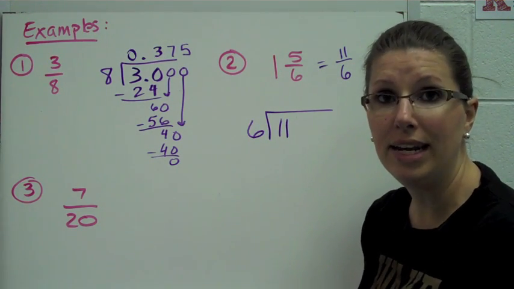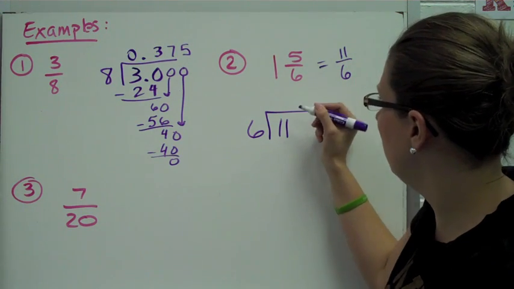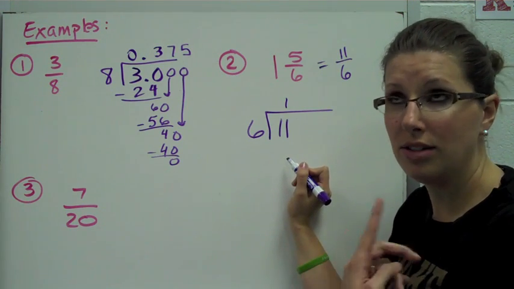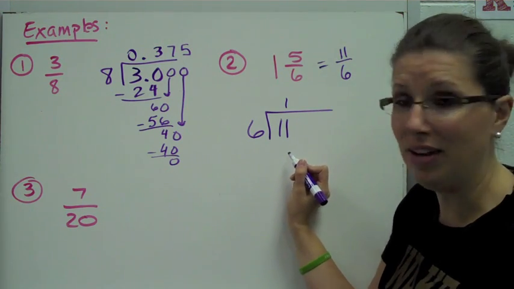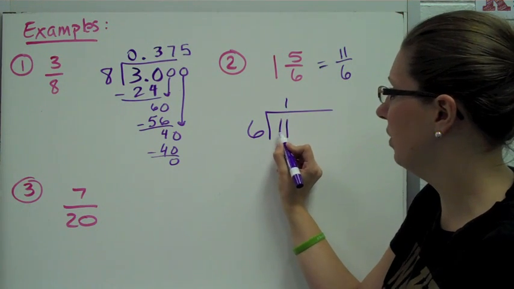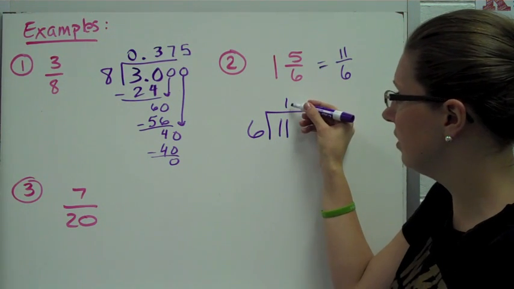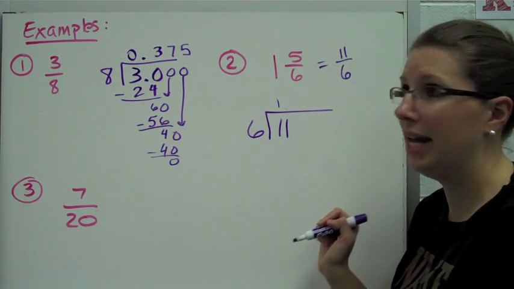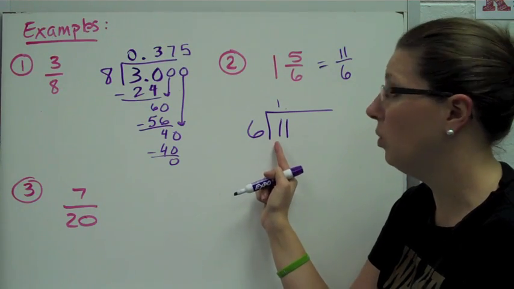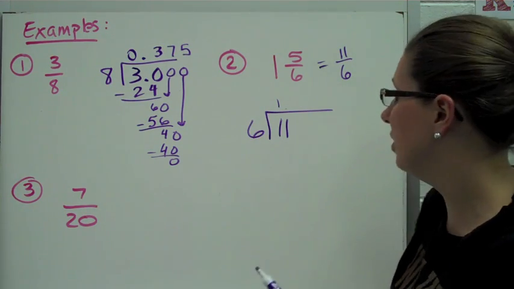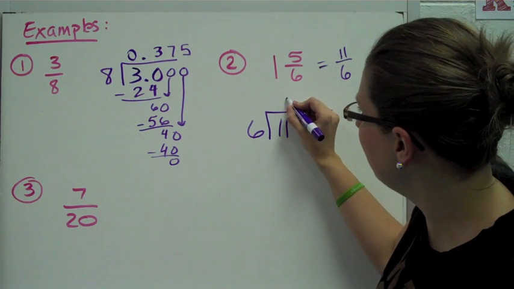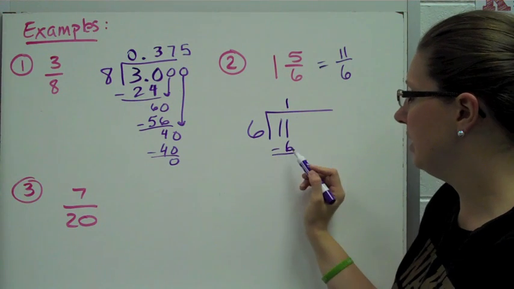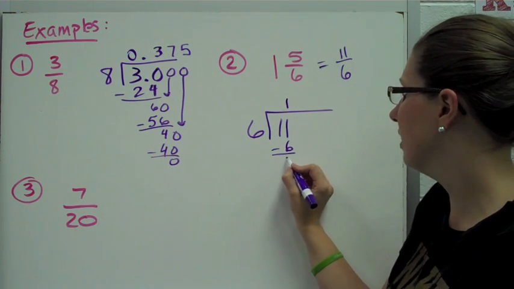Can 6 go into 11? Yes, it can. 6 goes into 11 once. You're going to put the 1 over the 1 that's in the ones digit of the 11, so that signifies 6 is going into 11 once. Don't put it over the 1 in the tens place, because that's signifying 6 goes into 1 one time. 6 cannot go into 1 evenly, but 6 can go into 11, so make sure you line your problem up correctly. So 1 times 6 is 6. 11 minus 6 is 5.